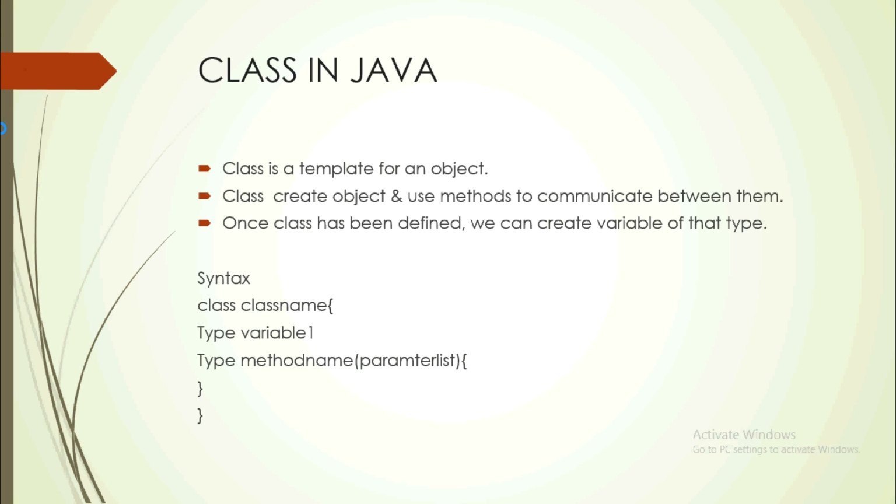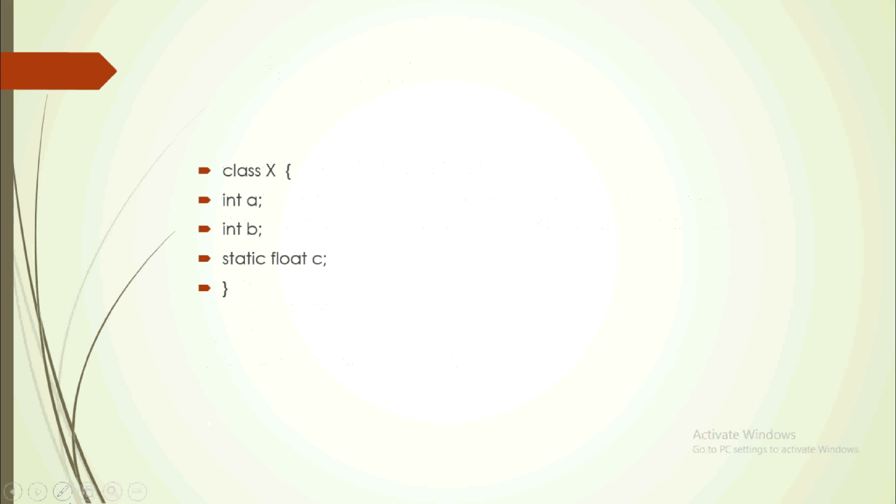If I look over here, the syntax of a class has been shown. How do we write a class? A class name, brackets opening, the type, that is the data type, and the variable name, which you can name anything. Again type int, then a method name followed by the parameter list, and for the method brackets will open and close, and the main class will close. Let me show you one example. Over here I have made a class X. X is the class name, so it starts with a capital.